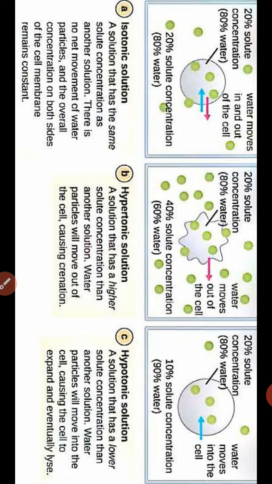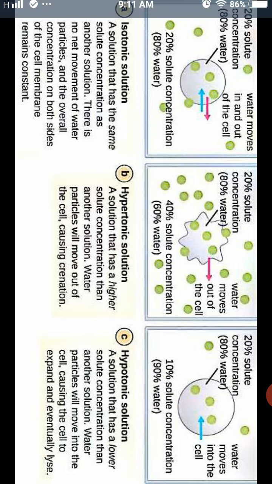Now what is a hypertonic solution? Here hyper means high, and high means high solute concentration. If the solute concentration is high, then the water concentration is low. So the solution that has higher solute concentration has lower water concentration than the other solution. Now water particles will move out of the cell. If the outside water concentration is low, then the water will move out from the cell and the cell will shrink in a hypertonic solution.